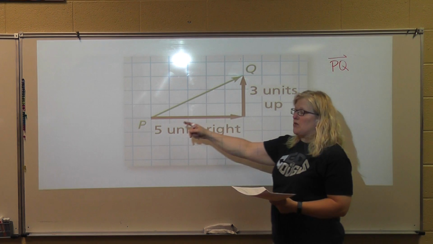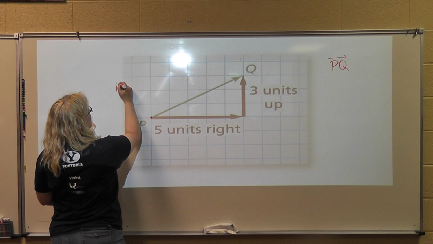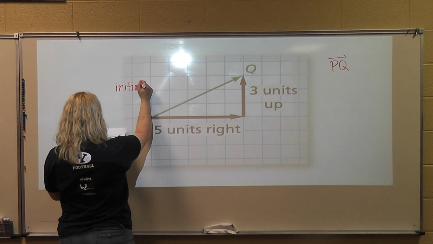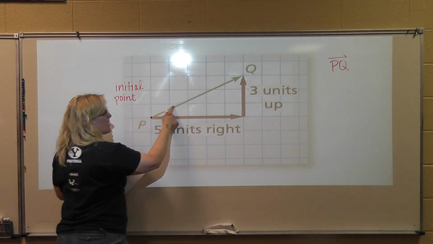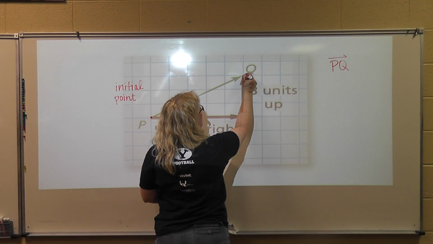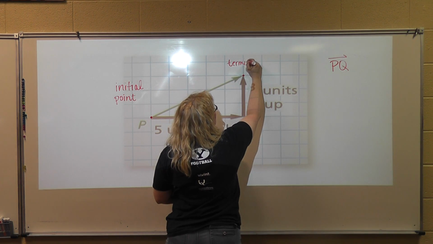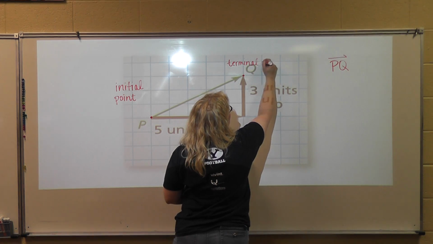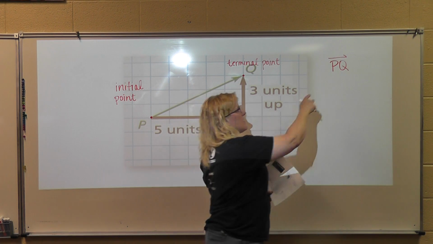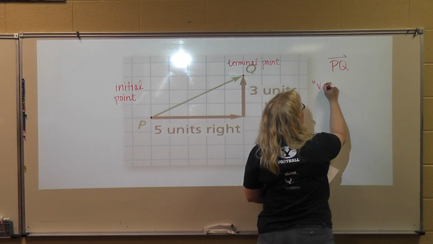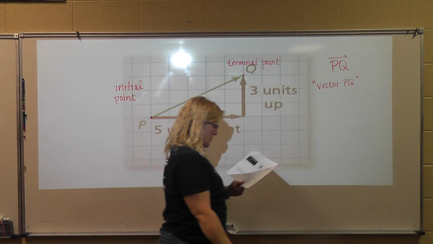Okay, it's not QP, it's PQ, because right here, this is our initial point. Okay, and it starts here and goes up to here. This is our terminal point. Terminal meaning ending. Okay, and it's written like this, but when we say it, it's vector PQ. So that's how we say it.